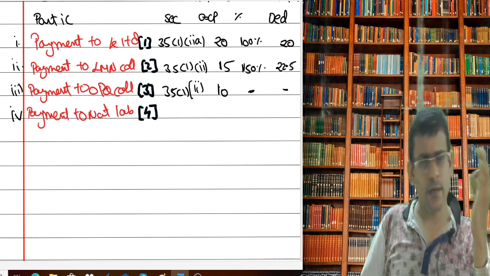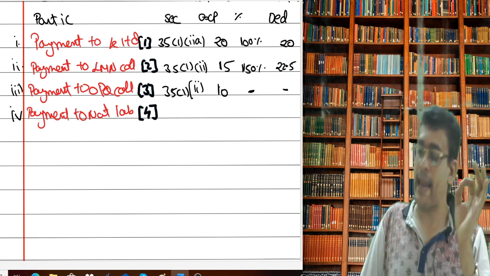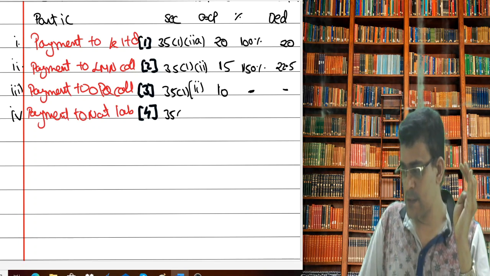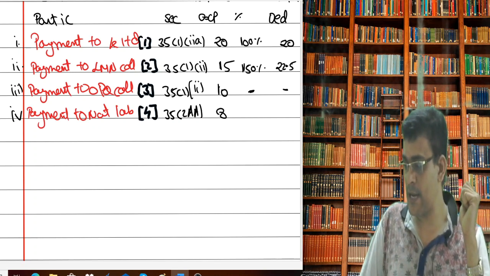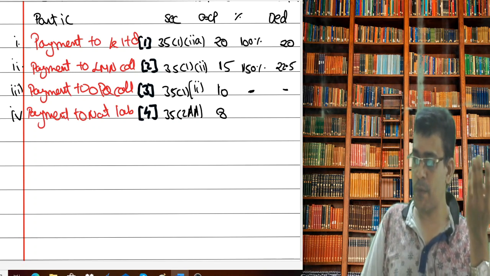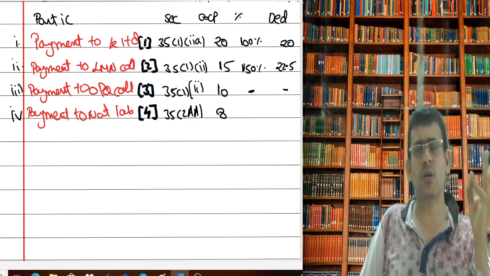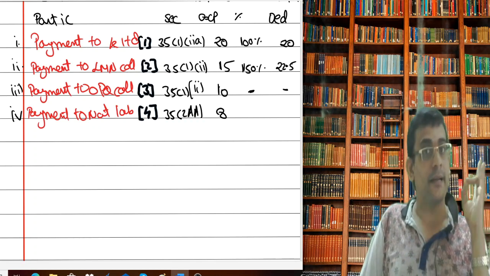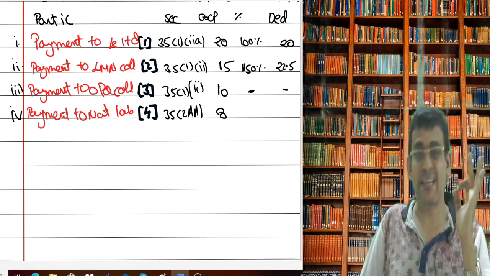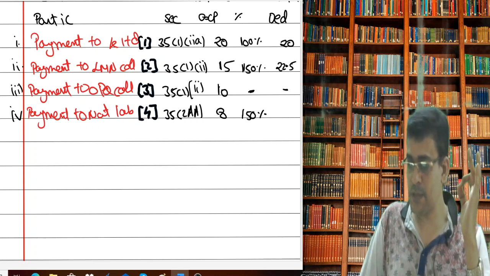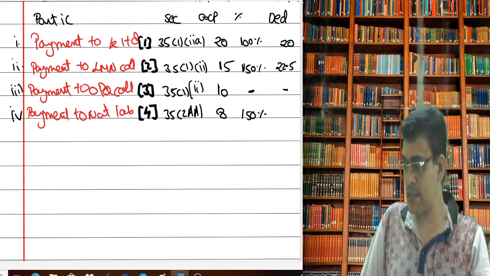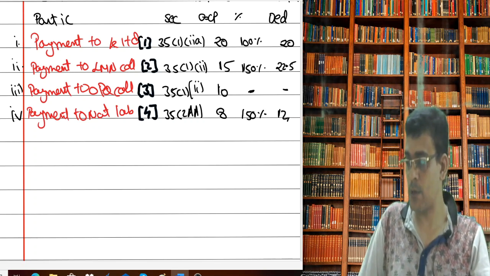Then which section is that? Section 35 subsection 2AA. So here the section is 35 subsection 2AA. What is the amount paid to the national laboratory? 8 lakhs is the amount paid to the national laboratory. What is the percent as per section 2AA? Any contribution made to a national laboratory, IIT, any approved scientific research, 1.5 times, that is 150%, is allowed as deduction. So what is 150% here? The 150% is 12 lakhs. Now, the fifth one.